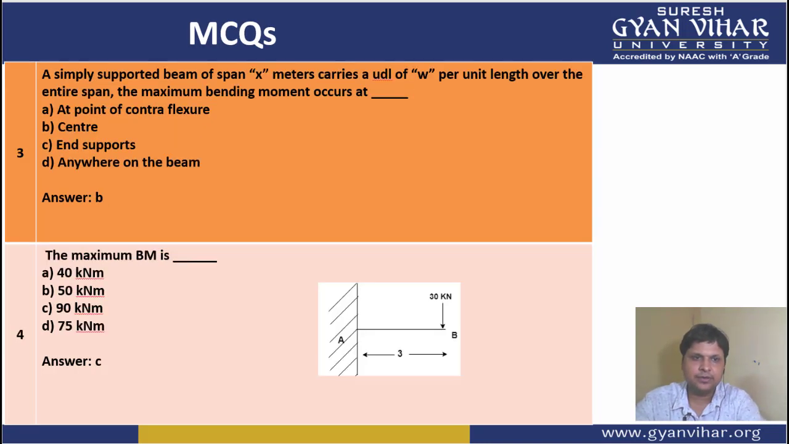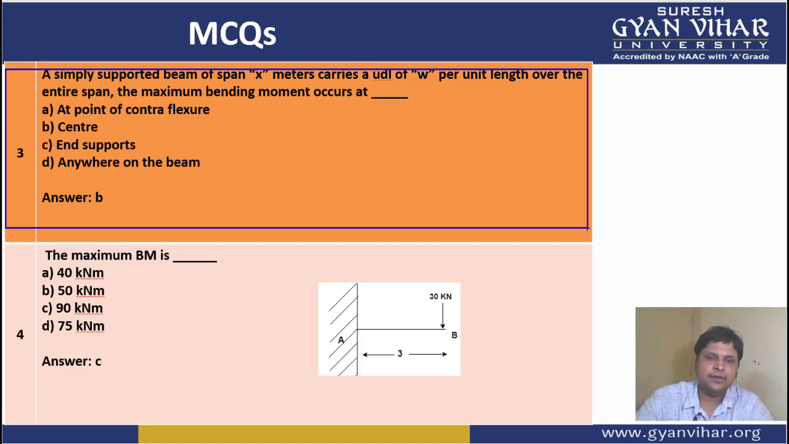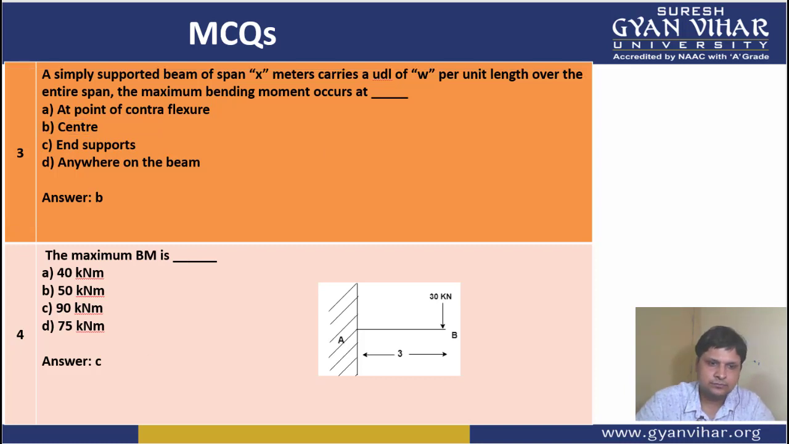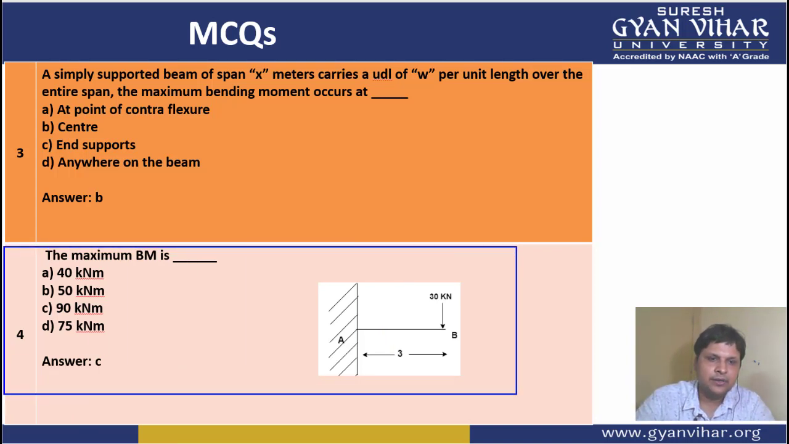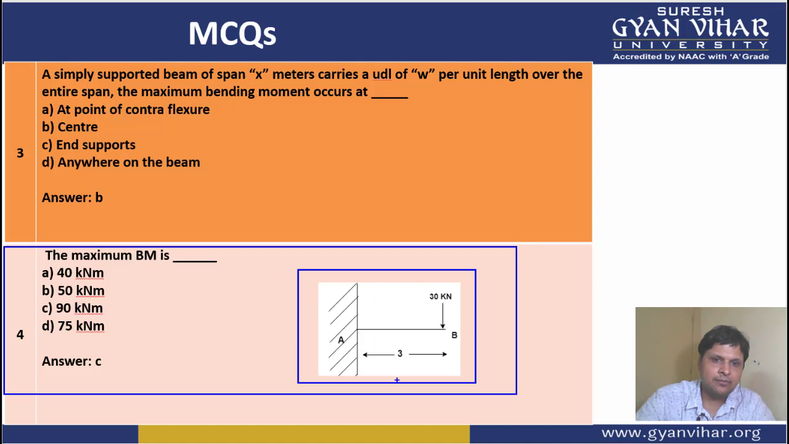Coming into MCQ number 3, a simply supported beam of span x meters carries a UDL of W per unit length over the entire span. The maximum bending moment occurs at the center, as we all know. Then the fourth multiple choice question, the maximum bending moment. In this diagram it is very simple. The maximum bending moment will be 30 into 3, that is equal to 90.